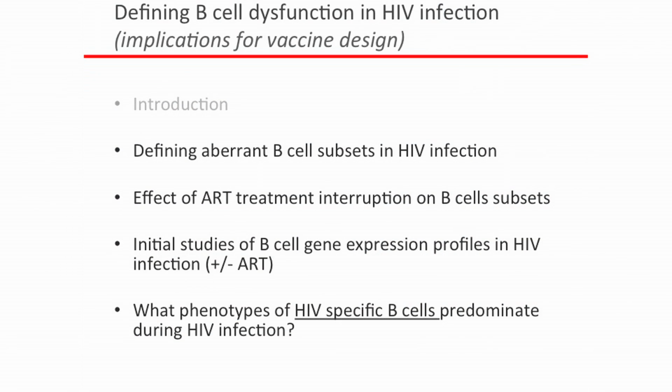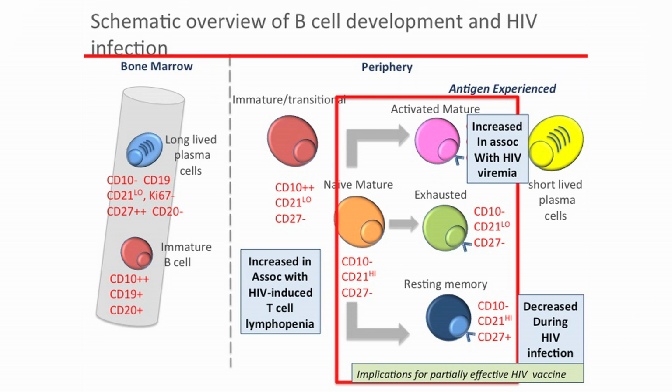So let's look at defining some of the subsets. Again, this is a very stylized diagram where we have long-lived plasma cells that reside in the bone marrow, and this is the phenotype that you'll find for those. Immature B cells also reside in the bone marrow. They traffic into the periphery, where they eventually move to the lymph node and encounter antigen, and then we can find activated mature B cells, a population of exhausted B cells, and also resting memory B cells.